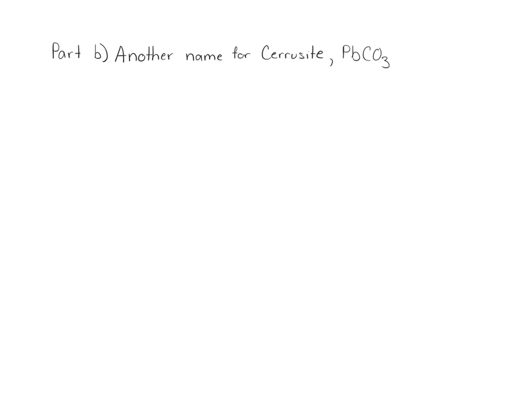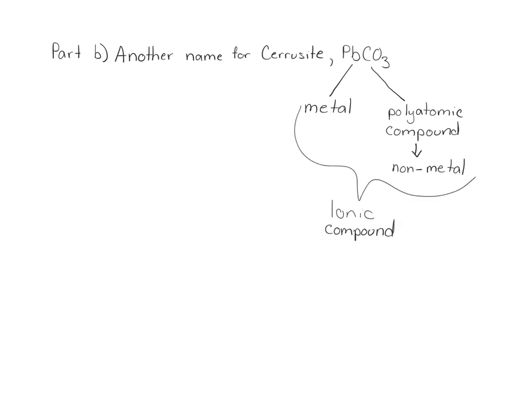Since the molecular formula for cerussite from part A is PbCO3, we know that Pb is a metal and the CO3 compound is a polyatomic compound, which is not a metal. Therefore, we know PbCO3 is an ionic compound. Something important to note is that while CO3 is covalently bonded between the carbon and oxygens, the CO3 compound itself is bonded ionically with lead.